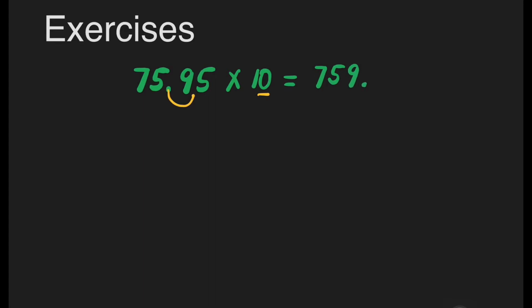Let us have another one. 75 and 95 hundredths times 10. How many zeros can we find here? 1. So it means we will move 1 decimal place to the right also. It means our answer is 759 decimal point 5. It means we have 759 and 5 tenths. That is very easy.